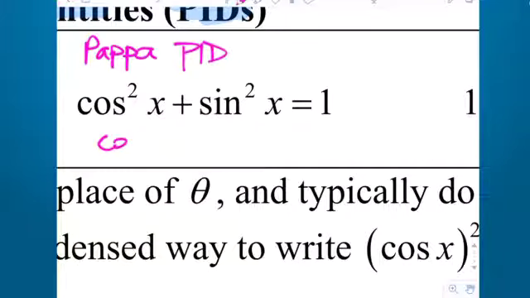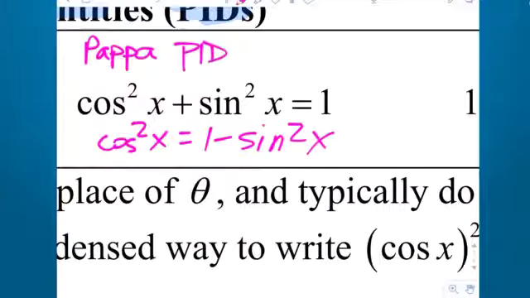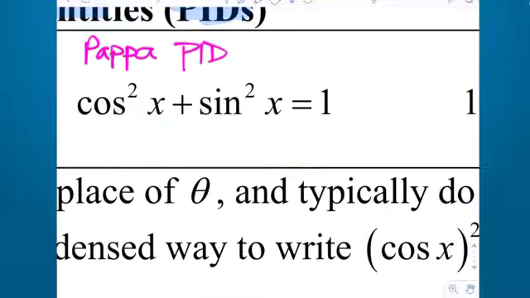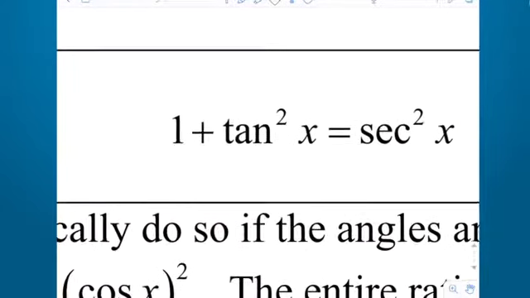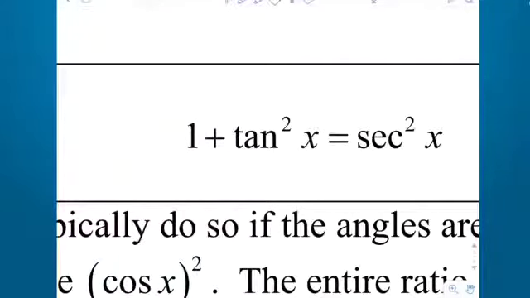You can manipulate it. So if you wanted to take Papa Pid and subtract sine squared from both sides, you get another identity. Cosine squared is the same as 1 minus sine squared. Do you want to memorize that? Say no. No. Because it's easily obtainable from the fundamental identity. All right? Same thing over here. If you subtract tangent squared from both sides, you get secant squared minus tangent squared is equal to 1.